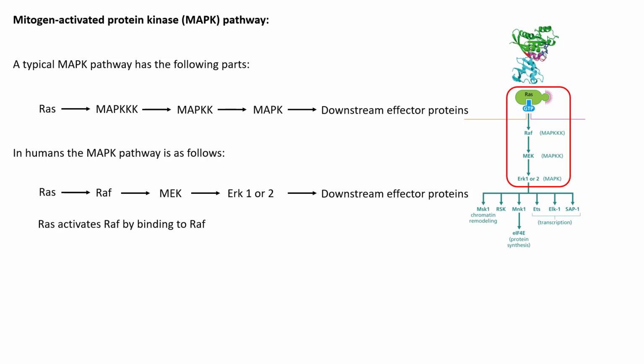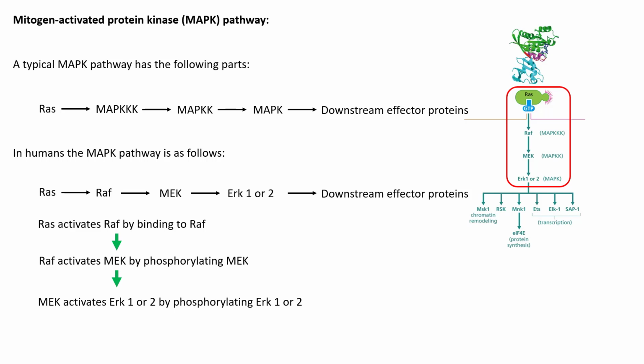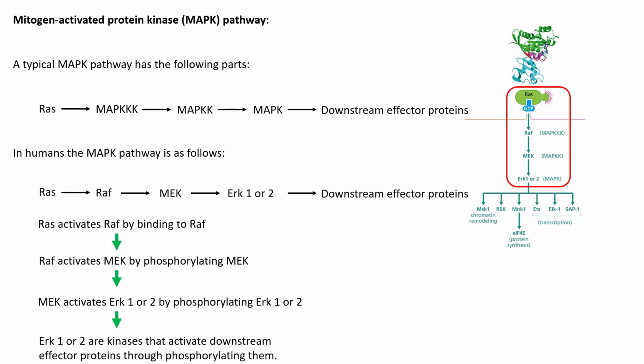RAS activates RAF by binding to RAF. RAF activates MEK by phosphorylating MEK. MEK activates ERK1 or 2 by phosphorylating ERK1 or 2. ERK1 or 2 are kinases that activate downstream effector proteins through phosphorylating them.